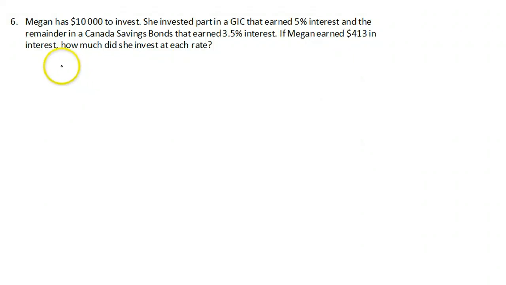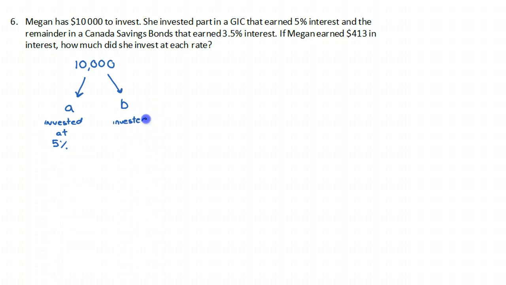Okay, so the idea is that Megan took this $10,000 and she broke it up into two parts. Let's call one part A and we'll call the other part B. Part A, she invested at 5%. Part B, she invested at 3.5%. So she's taken this $10,000, broken it up into two chunks, and invested them separately.